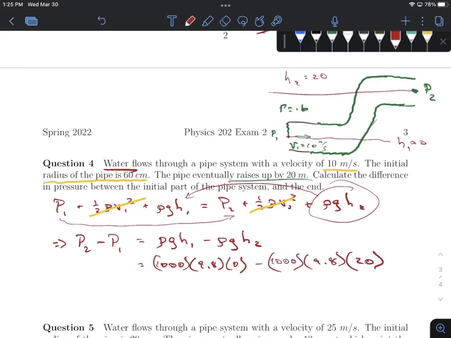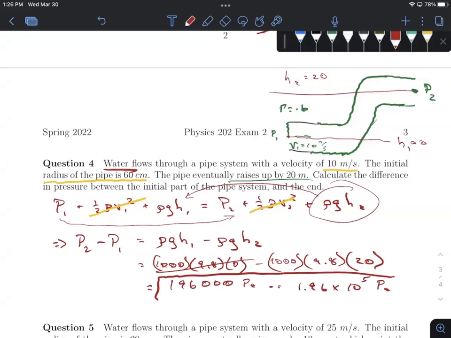And there we go. I now have my equation with all the numbers plugged in. This term, of course, is just 0. So all I have is 1,000 times 9.8 times 20. And that's 196,000 pascals, or 1.96 times 10 to the 5th. Negative. The answer is negative. So the change means that if you were to check the pressure at the top, it would be 1.96 times 10 to the 5th pascals less than the pressure was at the beginning.